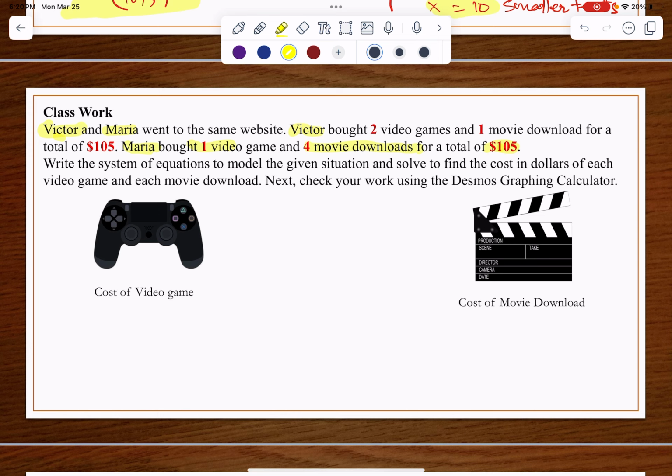Now 2 representation pictures are given here for your understanding. You can see here and here. Now please work in pairs and I'll be moving around in the classroom. If you need any support, I'll be right there. Go ahead and get started. Thank you.